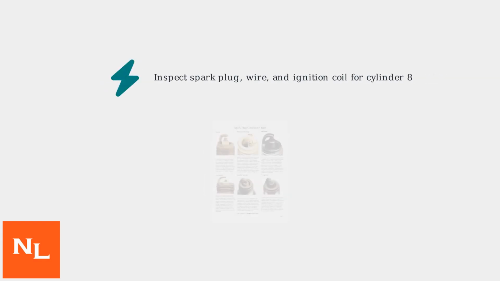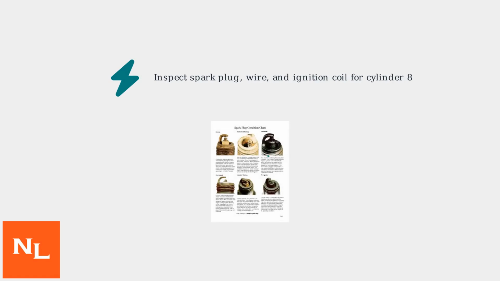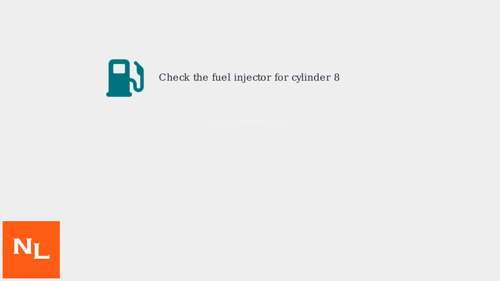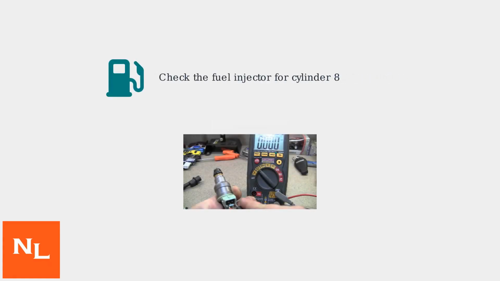Inspect the spark plug for cylinder 8, checking for wear, fouling, or damage. If your vehicle uses spark plug wires, test their resistance. Then examine the ignition coil for cracks or corrosion that could prevent proper sparking. Test the fuel injector for cylinder 8 by checking its resistance with a multimeter or performing a spray pattern test. Look for clogs, electrical issues, or poor atomization that could cause incomplete fuel delivery.